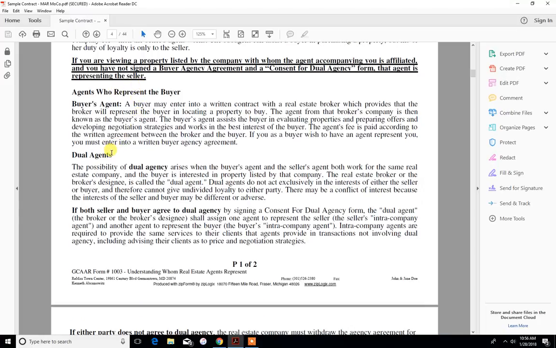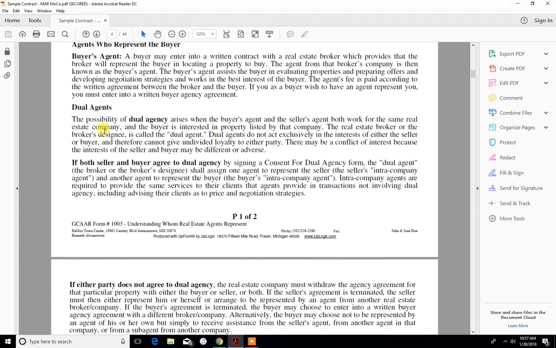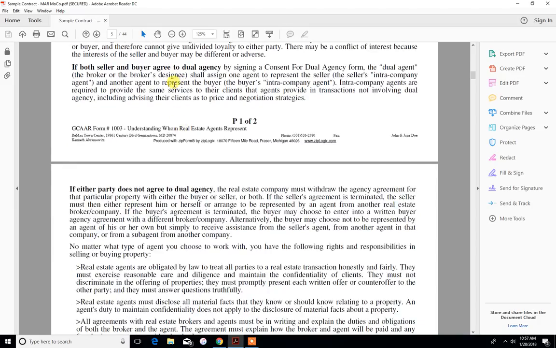And then there's something called dual agency. Dual agency means that both the buyer and the seller agent work for the same real estate company. So we go to look at a home, and that home is listed by Remax Town Center. I work for Remax Town Center. That's called dual agency. It does not affect my relationship with you individually. I still have a fiduciary duty to you. It's just putting you on notice that this is what's going on, and you can read further about that when you have a chance.